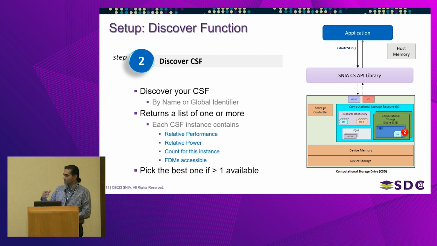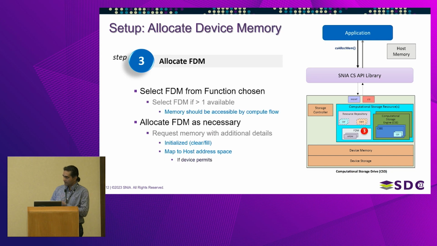And what you do once you discover your CSF is, if there's more than one available, you'll pick the one that is most applicable to your usage, be it for performance or be it for power. So once you've picked your CSF, you will walk that same list and pick up the FDM that you want to use. Now, FDMs could be located in a way that they may be near to that compute or maybe further away. So you need to see what works well for you.